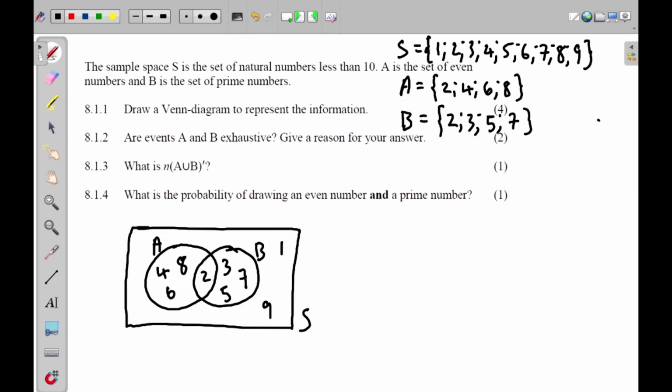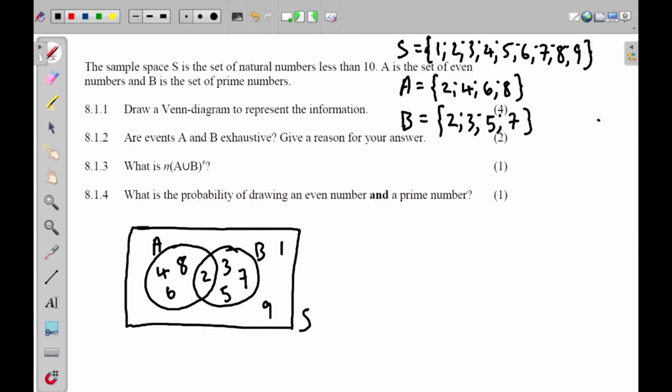Question: are the events A and B exhaustive? Again, the importance of knowing words and their meaning. We talked about exhaustive events. We said exhaustive events, when you combine the elements thereof, they will make the entire what? Sample space. And that is not the case here. Surely there's 1 and 9 outside. So these events are not exhaustive. Why? Because they do not include the 1 and the 9, okay? Or not all elements of the sample space are represented in their union. That's another nice way to put it.